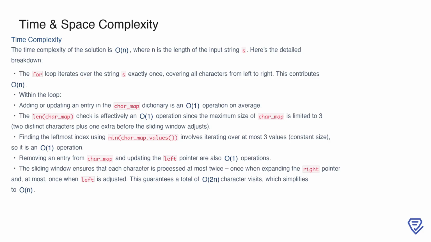Similarly, checking the size of char_map is also O(1), since its maximum size is limited to just 3 entries, 2 distinct characters and 1 extra before the sliding window adjusts. Even finding the leftmost index by calculating the minimum of up to 3 values is O(1), as the dictionary has a constant size. Adjusting the window by removing entries from char_map and updating the left pointer are also O(1) operations. Lastly, the sliding window approach ensures that each character is processed at most twice, once when expanding the right pointer and possibly again when adjusting the left pointer. This guarantees a total of O(2n) operations, which simplifies to O(n).